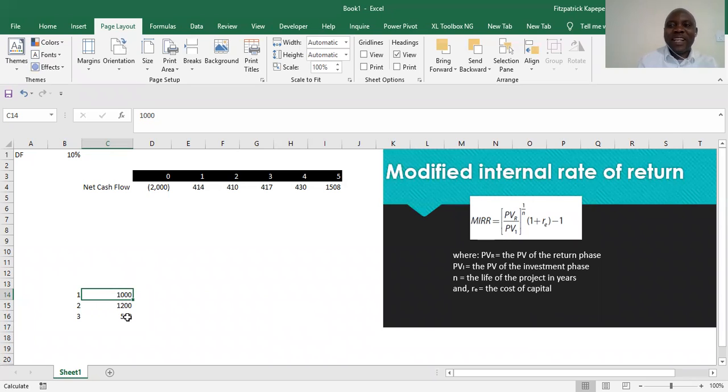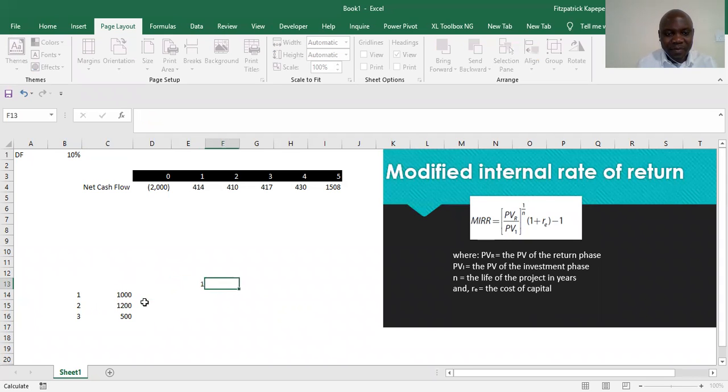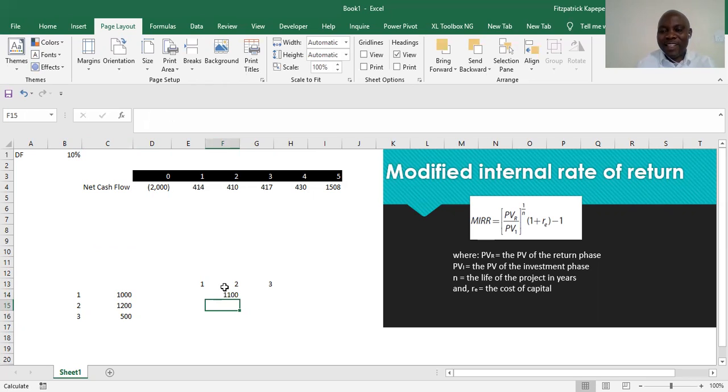This 1,000 that you're going to make at the end of year one, what you are going to do is reinvest this money. I'll do it like this: year one, year two, year three. So this 1,000 that you're going to make in year one, you're going to reinvest it in year two. At how much? It will be 1,000 times 1 plus the cost of capital. You're going to reinvest it at this, so it will be 1,100.